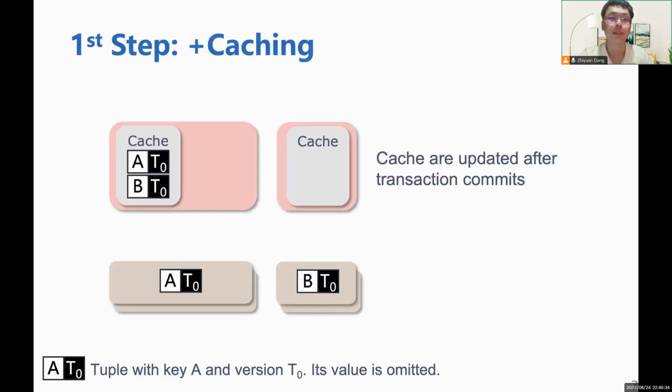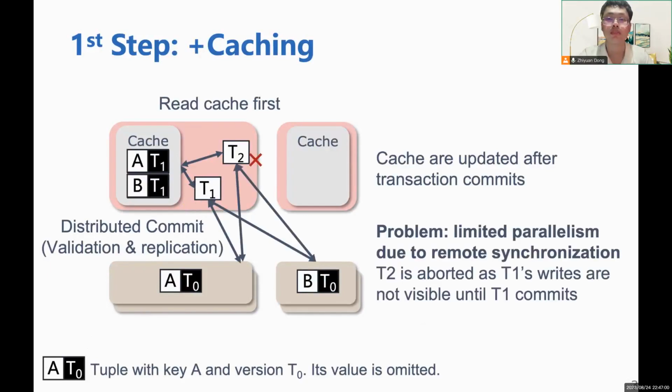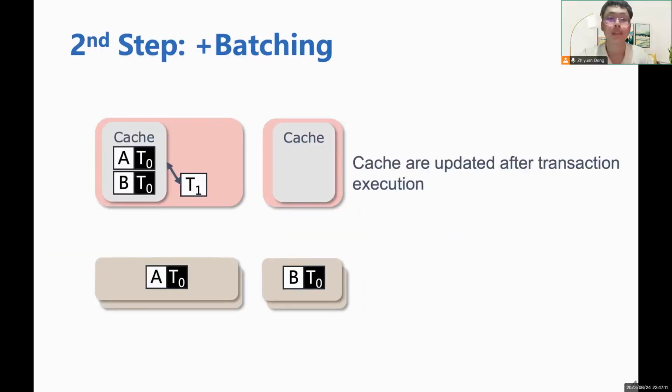First, we extended the previous OCC system with database-side cache. Here is an example. Transaction T1 executes locally with cached tuples and tries to commit after execution. At the same time, T2 starts execution before T1 commits and updates the local cache. While caching reduces the number of remote data accesses, caching alone is not enough. The current system has the problem of limited parallelism due to remote synchronization. In the example, T2 will be aborted eventually, as it cannot observe T1's write until T1 commits.